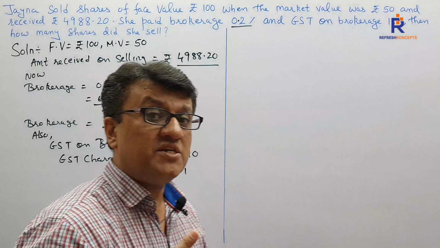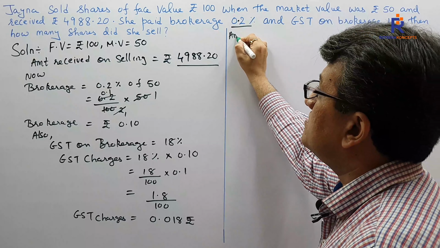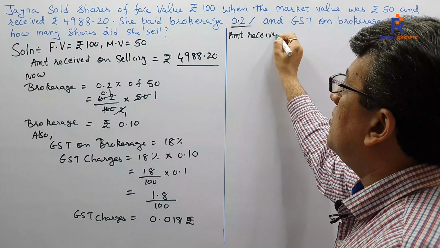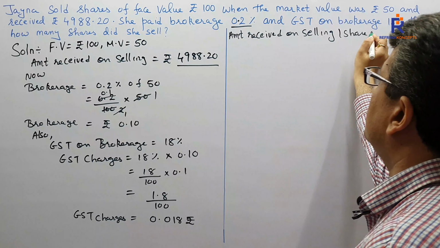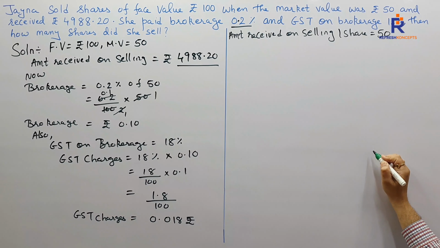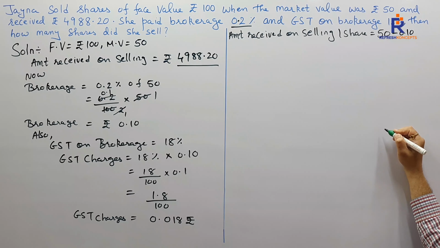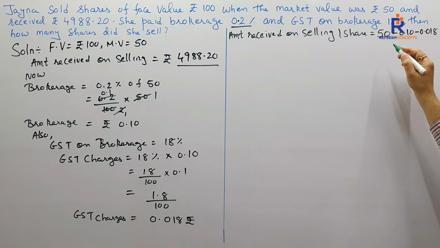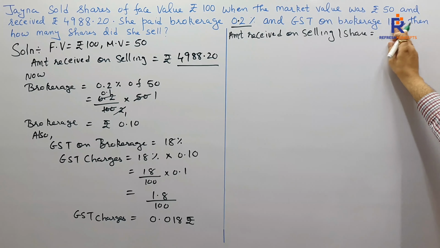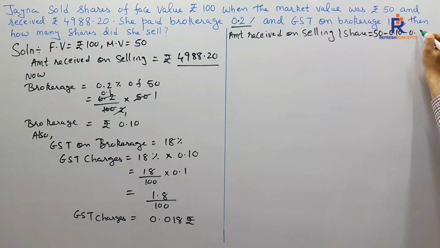So what is the amount Jaina receives after selling one share? Amount received on selling one share is 50, which is the market value, minus the brokerage charge, which is 10 paise or 0.10, minus 0.018. Let me write this down over here: 50 minus 0.10 minus 0.018.